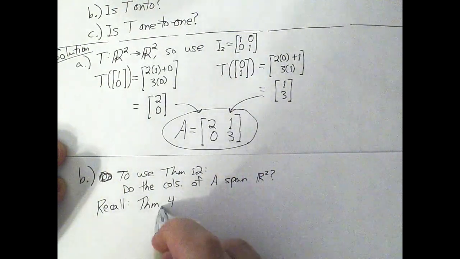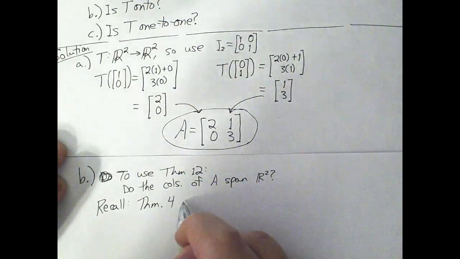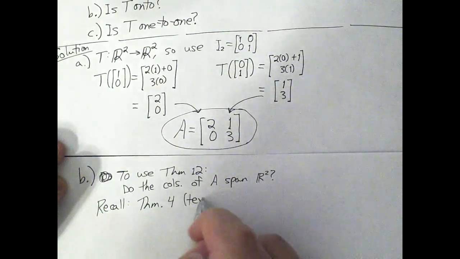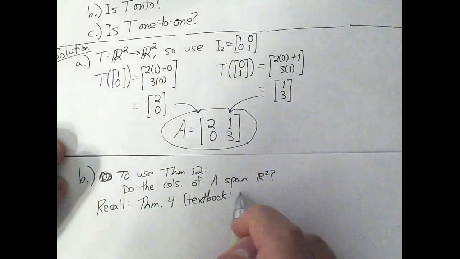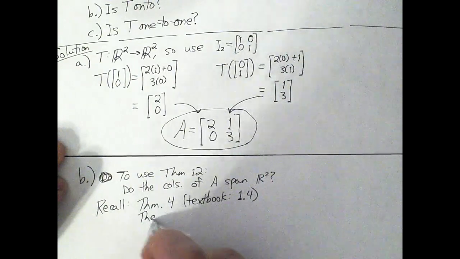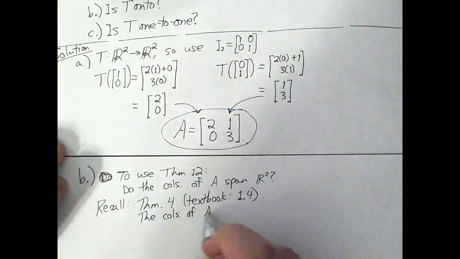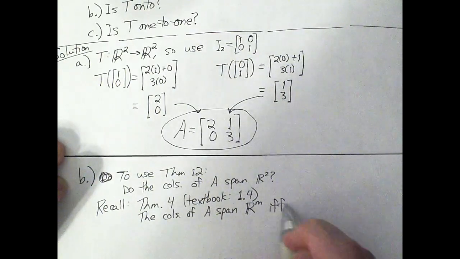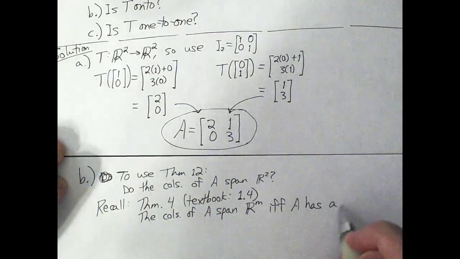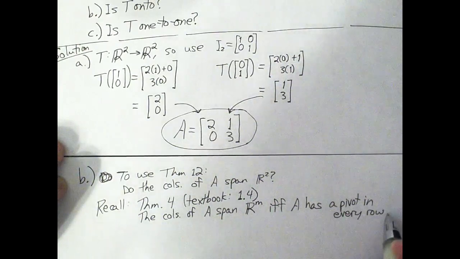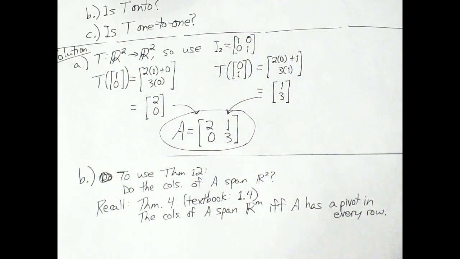Theorem 4. We're going way back. Theorem 4 from, well, in the textbook, it's in section 1.4. It says the columns of A span Rm if and only if A has a pivot in every row. See, those old theorems are turning out to be useful.